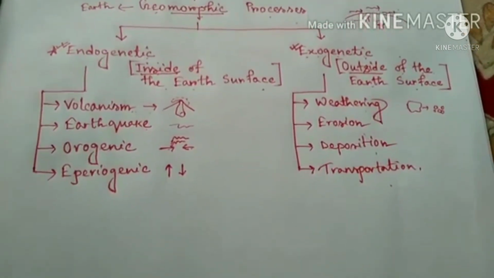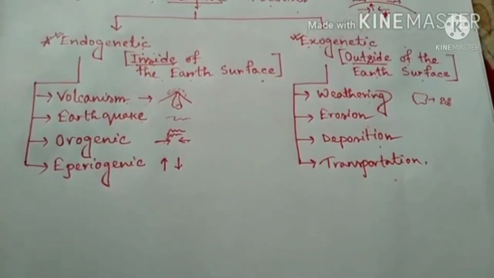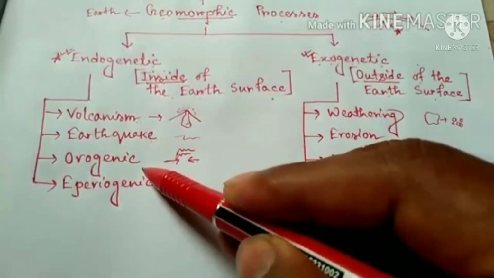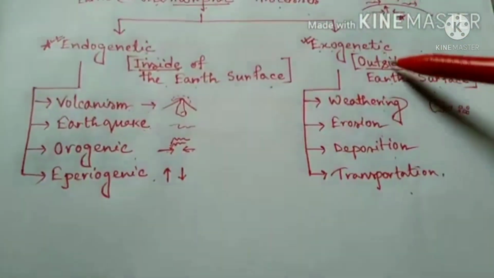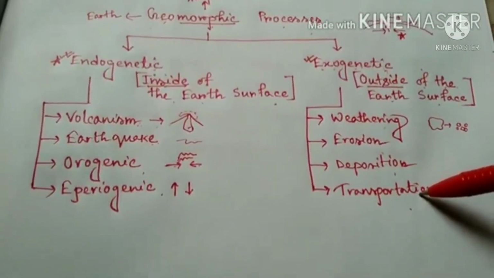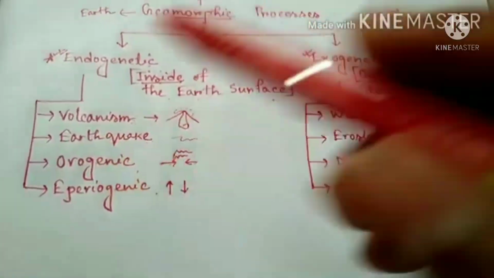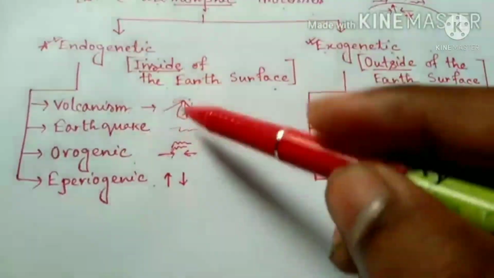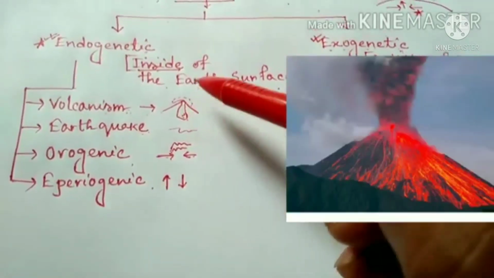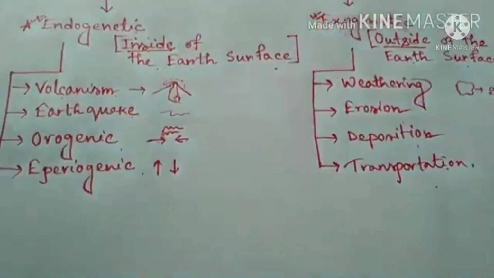Endogenetic and exogenetic processes are again further subdivided into different sub processes. Endogenetic processes include volcanism, earthquake, orogenic movement, epirogenic movement, and exogenetic processes include weathering, erosion, deposition, transportation. I am telling you a few words about such terms. First of all, volcanism: when the hot molten magma comes out from inside of the earth and solidifies on the earth's surface, this process is called volcanism.